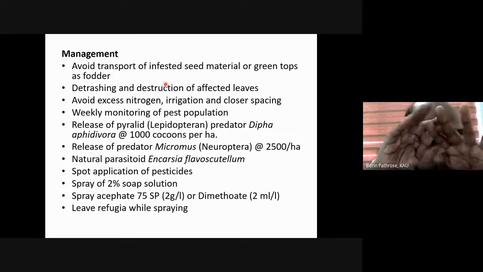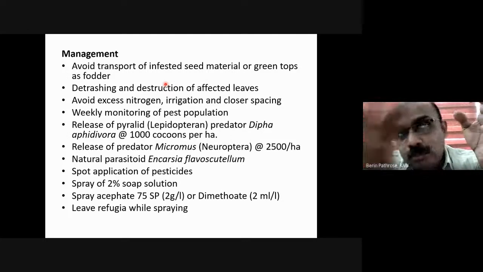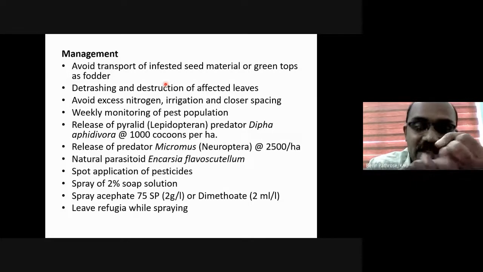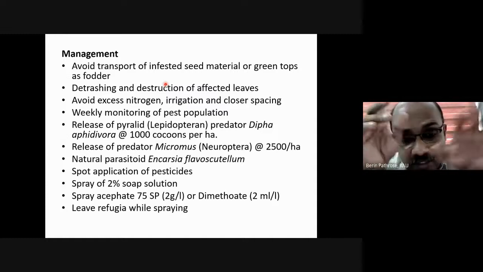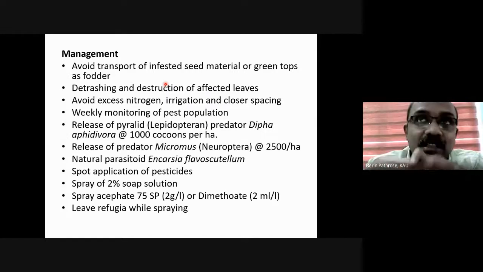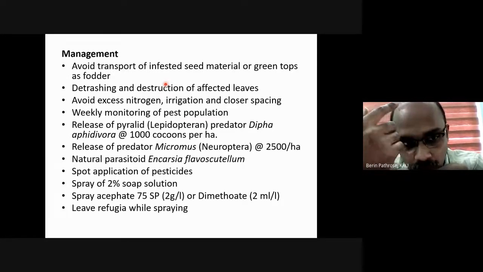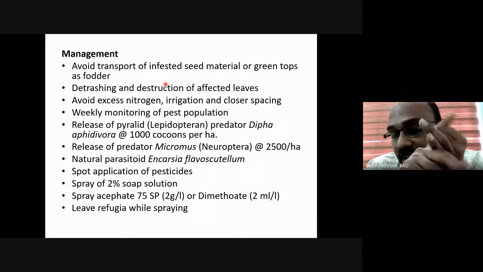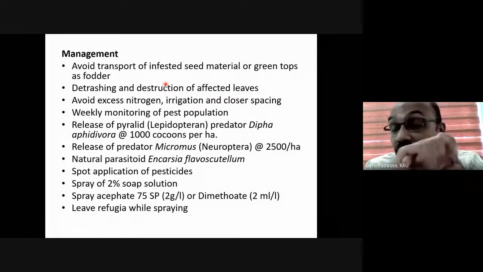Usually the lower leaves will be affected, so detrashing and destruction of affected leaves is another strategy. Remove the affected leaves and destroy them. Then, as I told you, avoid excess irrigation, excess nitrogen application, and close planting. Monitor the pest population weekly, so that if there is an increase in pest population, you can take control measures. So avoid transportation of infested planting material as well as fodder material, remove affected leaves by detrashing, avoid excess nitrogen, excess irrigation, and closer planting, and monitor the pest population.